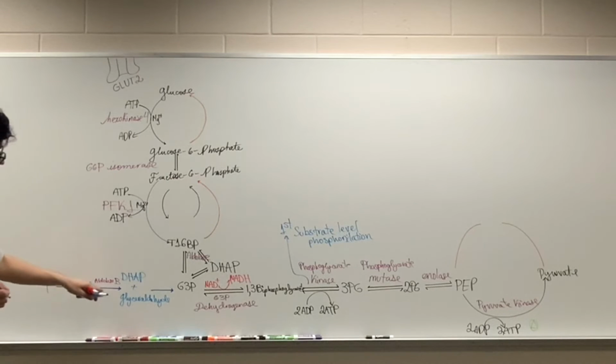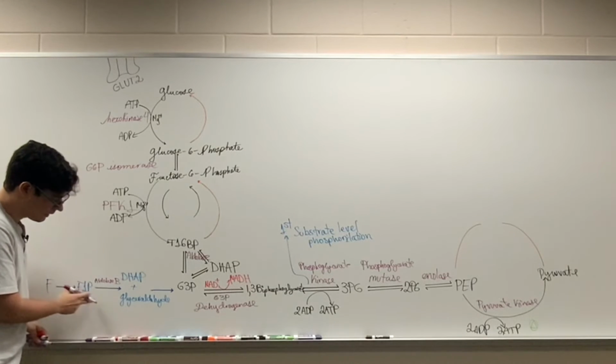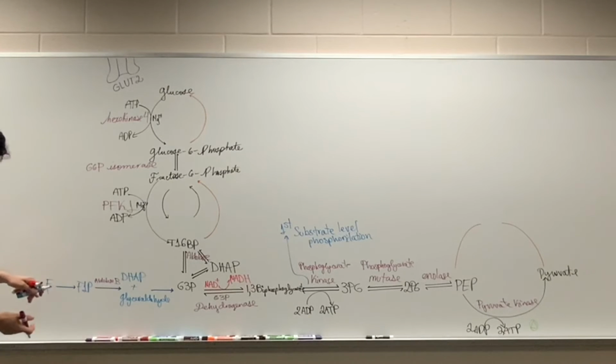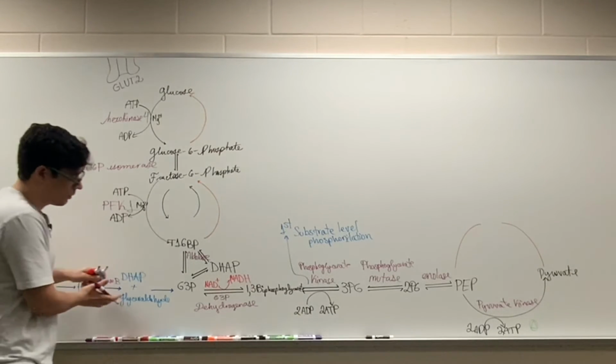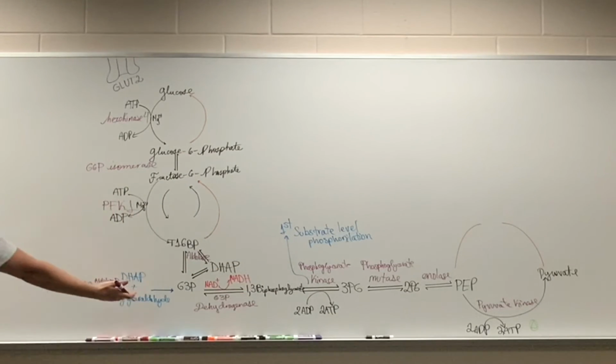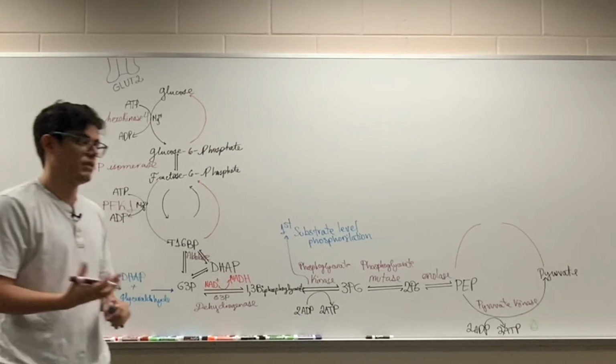If aldolase B is deficient, you're not going to be able to break fructose 1-phosphate into DHAP and glyceraldehyde. So you're not going to be able to take energy from fructose because you're not going to be able to incorporate it into glycolysis through this process. So you're going to start to have accumulation and not be able to get energy from it. So you're going to start to have fructose intolerance.